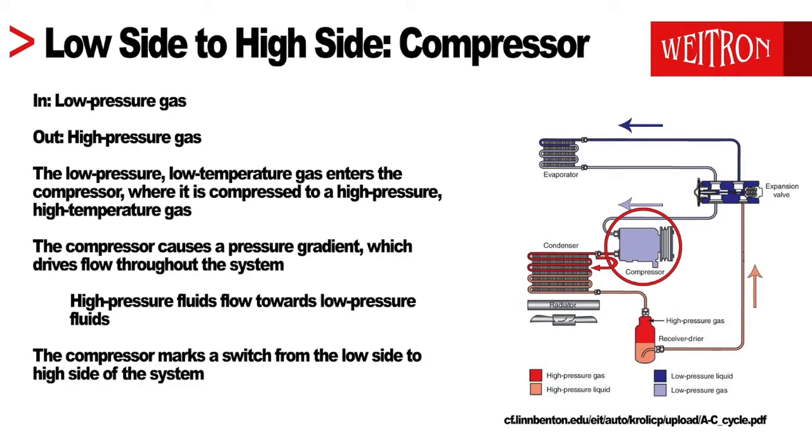Now we are at the compressor, where low-pressure gaseous refrigerant is compressed to a high-pressure gas. This raises the pressure and temperature of the refrigerant and causes a gradient that drives flow throughout the system. The refrigerant moves this way throughout the system because it is moving from a high to low pressure. It is also important to note that the compressor marks a switch from the low side to the high side of the system.